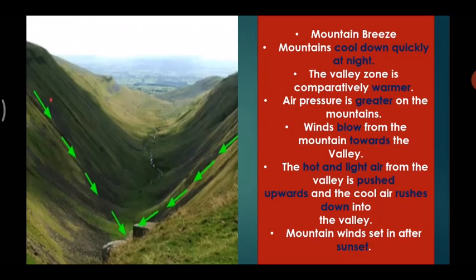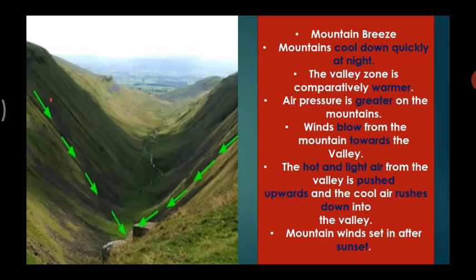From the high pressure area towards the low pressure area. You can see the arrows here. Now it's coming downwards. So winds will blow from high pressure towards low pressure. That means the winds will blow from the mountain tops towards the valley. In the valley breeze, it was blowing from the valley towards the mountain tops. That is at night.